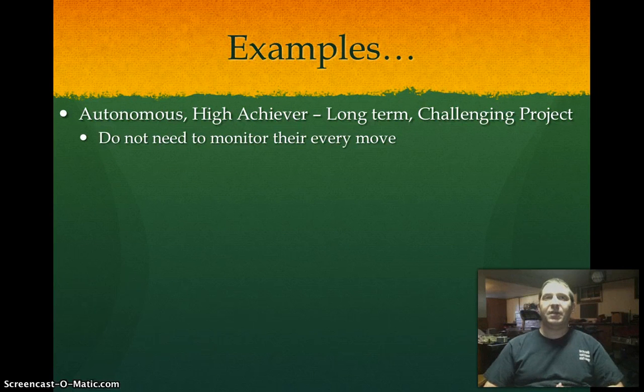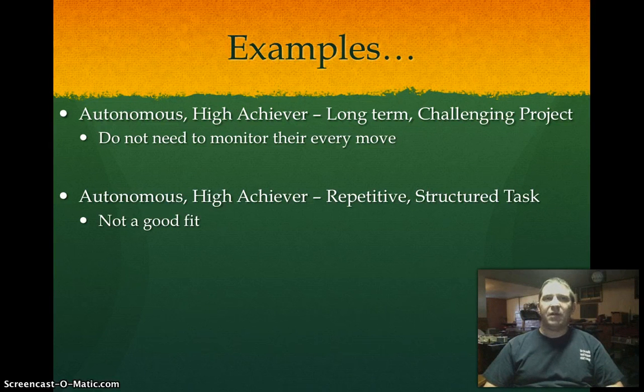For example, if you have an autonomous high achiever whom you've assigned to a long-term challenging project, you probably don't need to monitor their every move. You just hand them the project and they're going to take care of it. If you have workers in the same organization that have structured repetitive tasks that require close supervision, it doesn't mean that you have to supervise a high achiever in the same way.